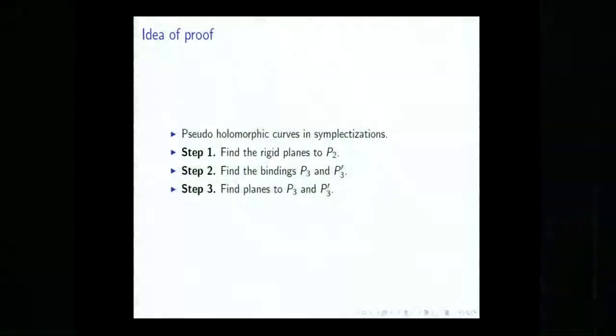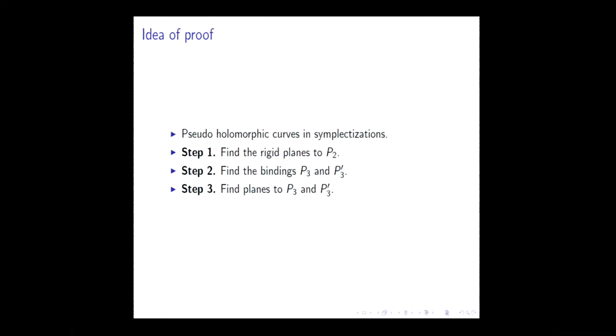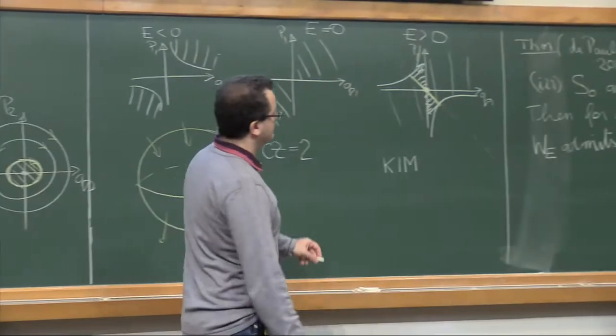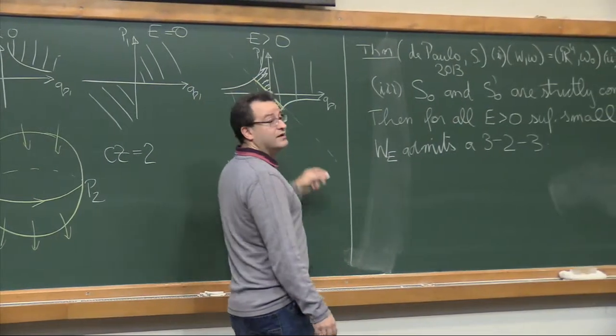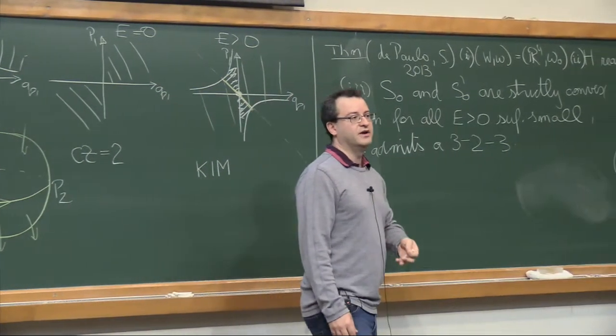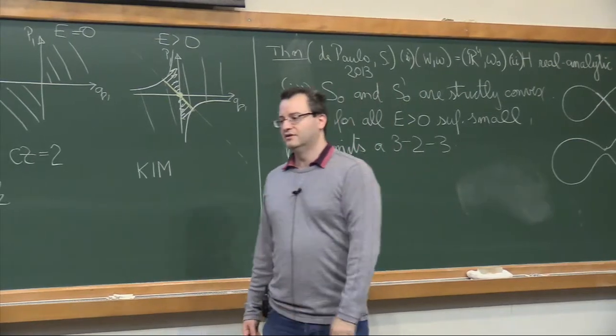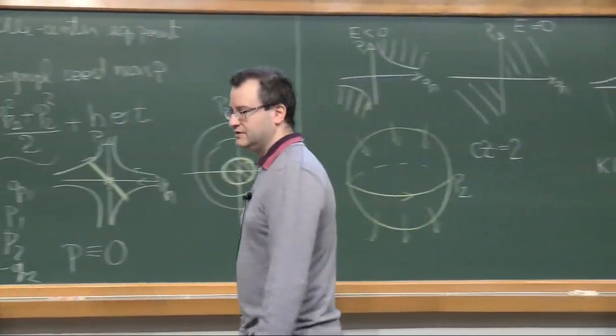So the rigid planes asymptotic to P2 are almost there. In fact, it's very easy to find because we consider holomorphic curves, so we have to check essentially that this belt sphere can be made holomorphic for a special choice of almost complex structure.